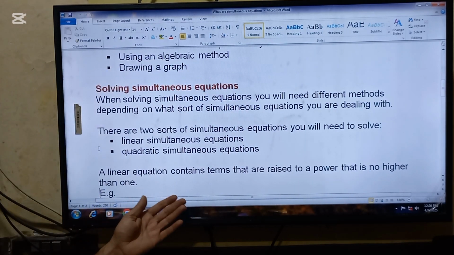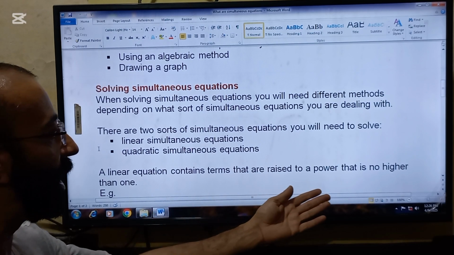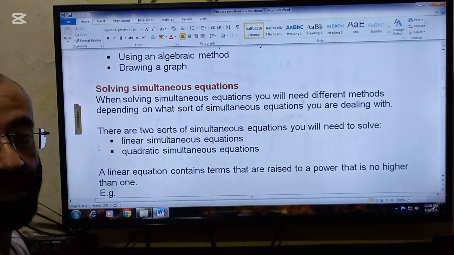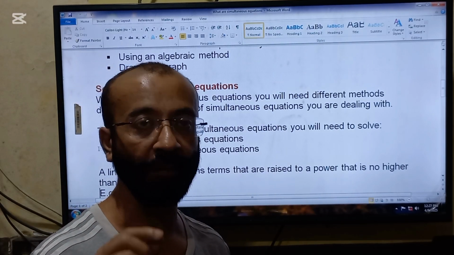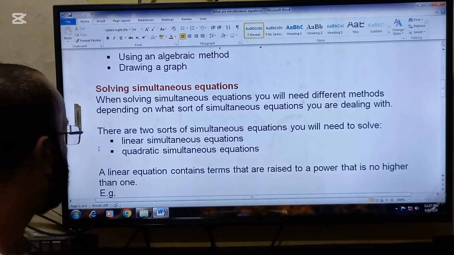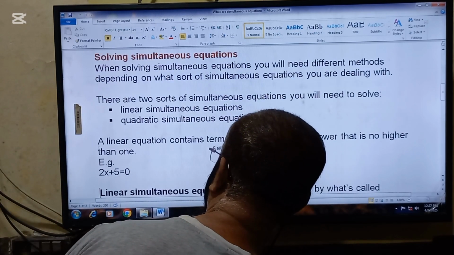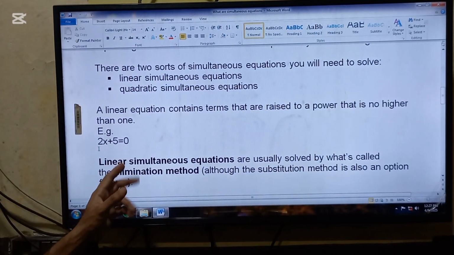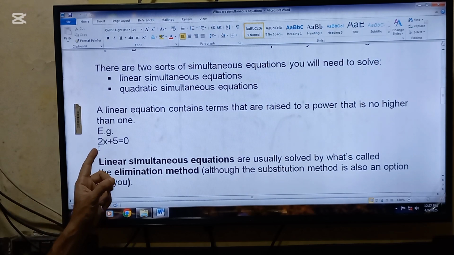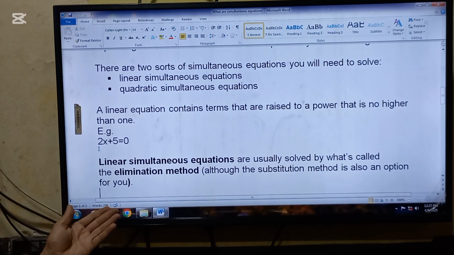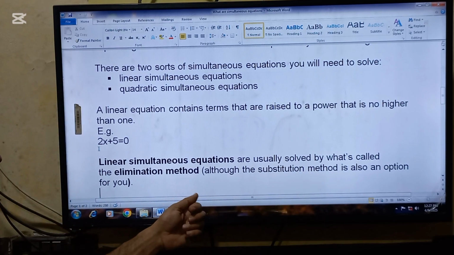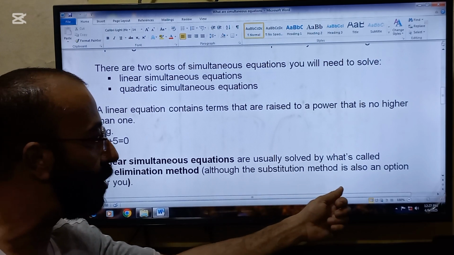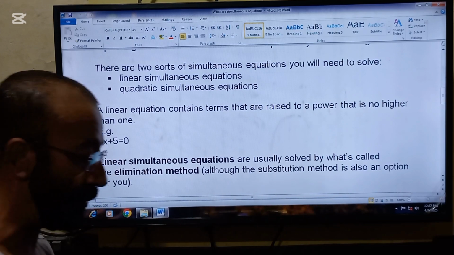A linear equation contains terms that are raised to a power that is no higher than 1. So linear simultaneous equations are those equations in which the maximum power of the variable will be 1. For example, 2x plus 5 is equal to 0. Here you can see the maximum power of the variable is 1. So that's why this is called a linear equation. Linear simultaneous equations are usually solved by what's called the elimination method, although the substitution method is also an option for you.